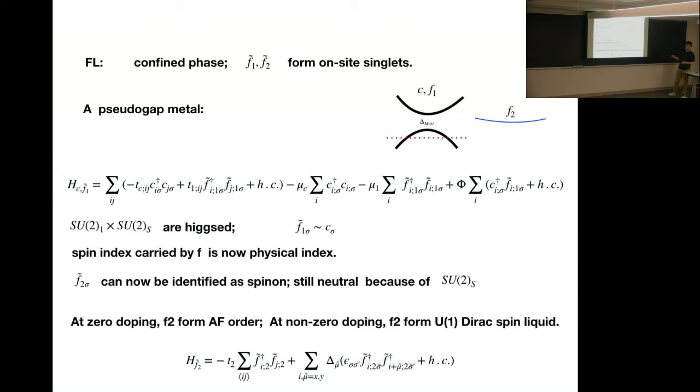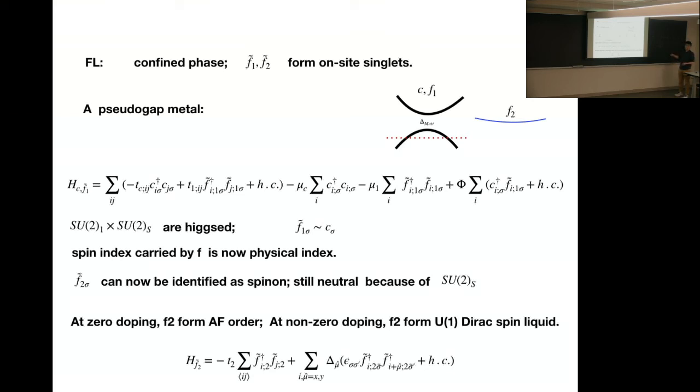I mean, this is a Higgs term first. Now, two of these SU2 are gone. Now you only have this third. Oh, this is wrong. So this should be SU2-2, not SU2-S. Because we Higgs these two, especially with Higgs SU2-S, the spin index carried by F1 and F2 is now the physical spin index. So now we can view F2 as a spin. That's still neutral because it does not couple to the physical one. But now it carries spin.